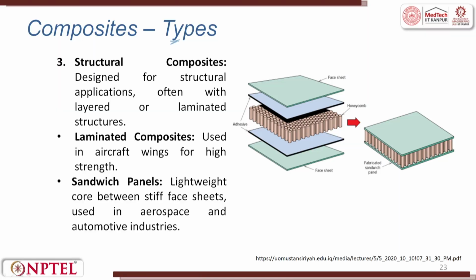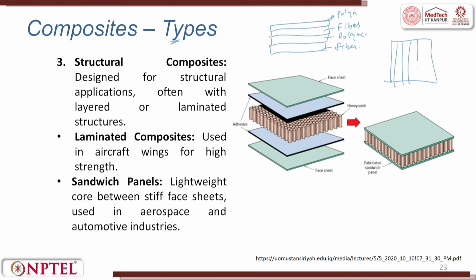metal matrix composites. The types of composites: you can have structural composites designed for structural application, often with layers. So, what we do is we try to have a layer by layer approach. This is called the layer approach. Here you can have a polymer, you can have glass fiber, you can have a polymer and a fiber separately, or in one layer itself you can have fibers, these are mat. Okay, you can have a fiber mat which is reinforced with polymer.